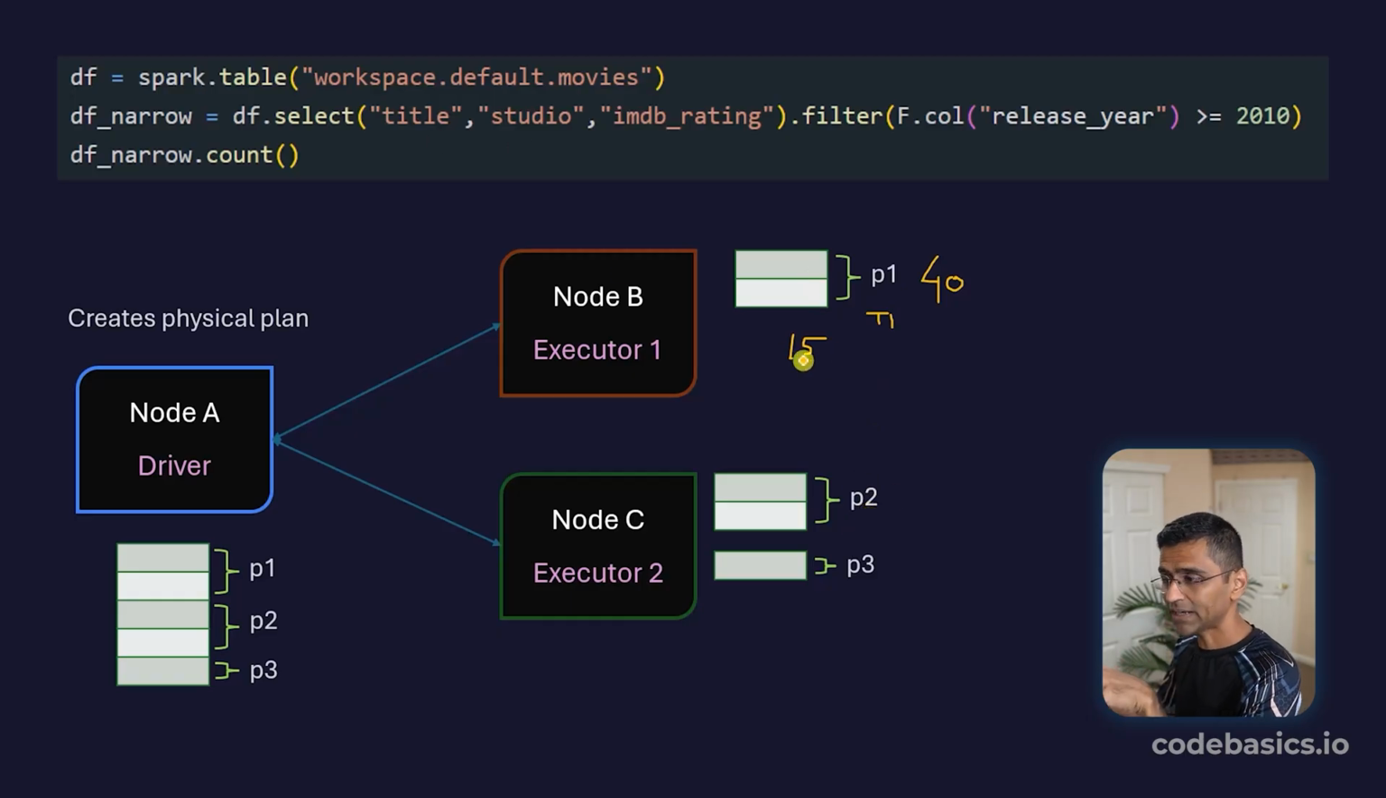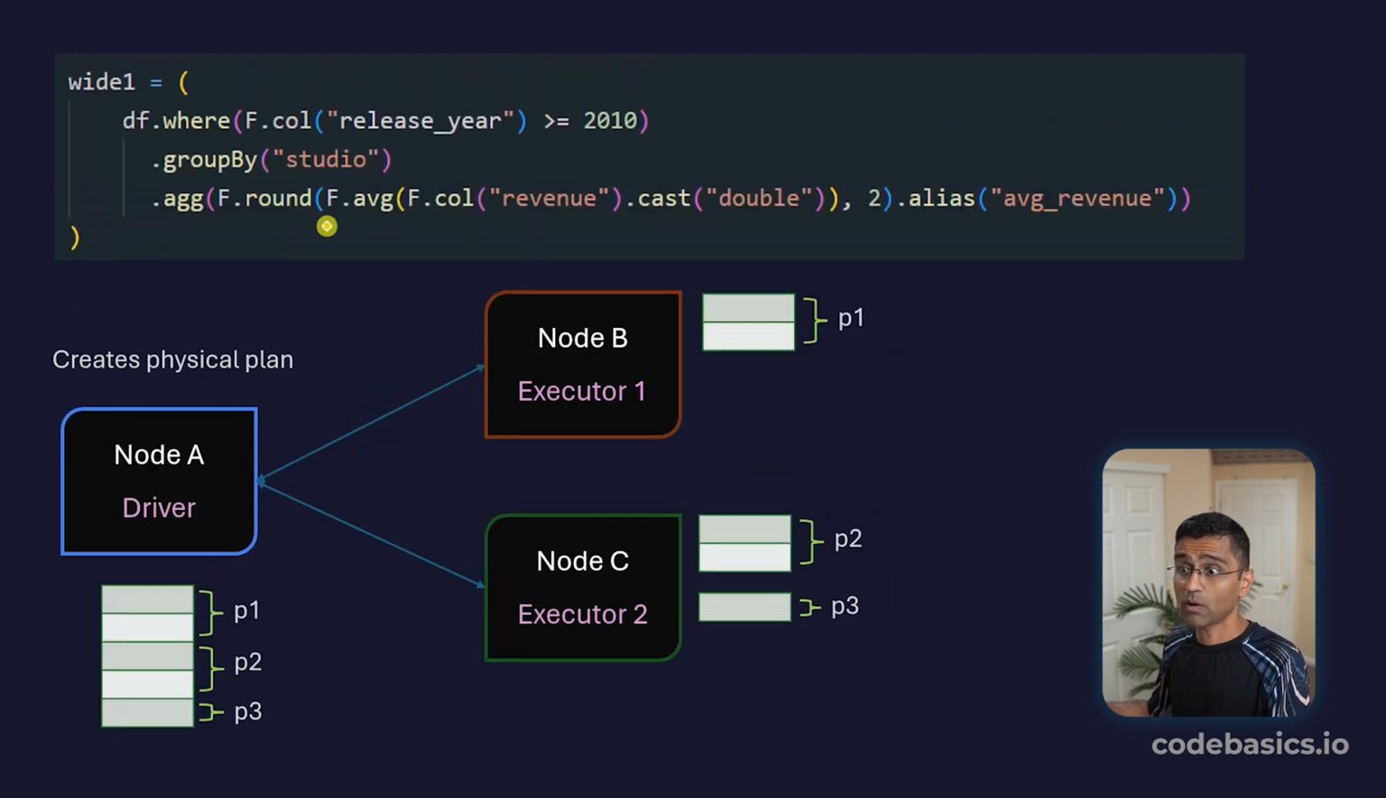And then from these 15 records, let's say the movies table originally has 10 columns, so these 15 records will also have 10 columns. Out of that, you are picking only 3 columns. And the same thing for P2 and P3. You don't have to go to a different node to execute your task.